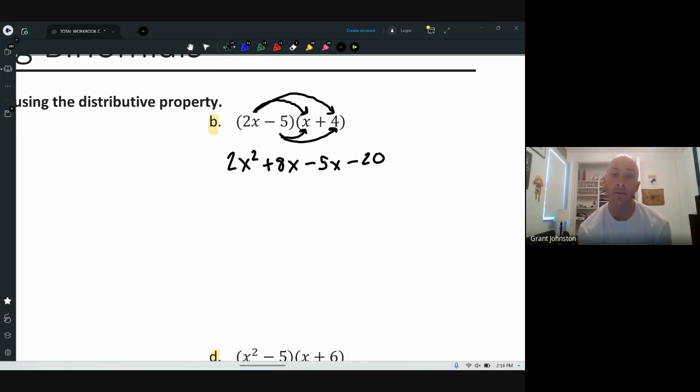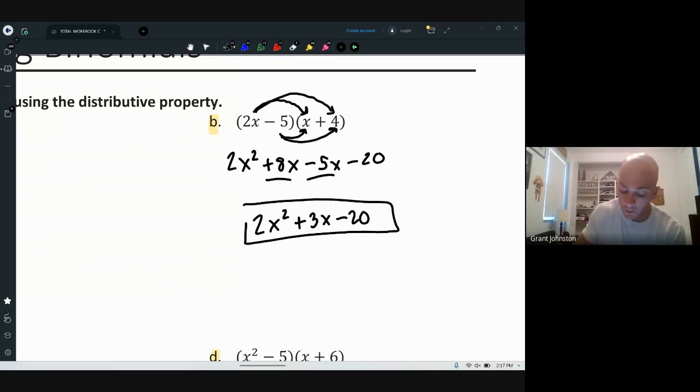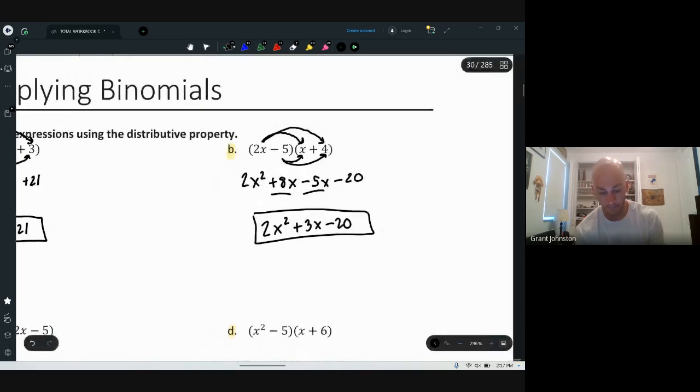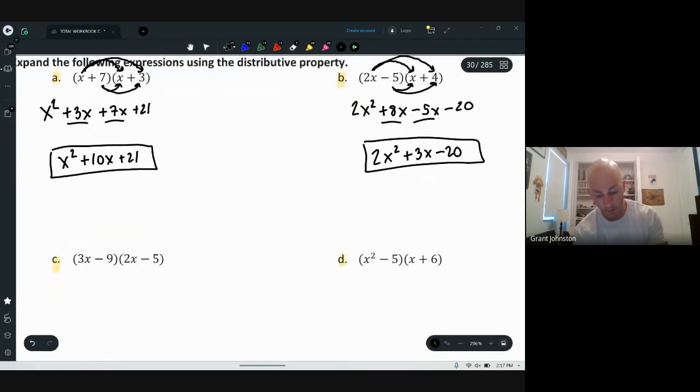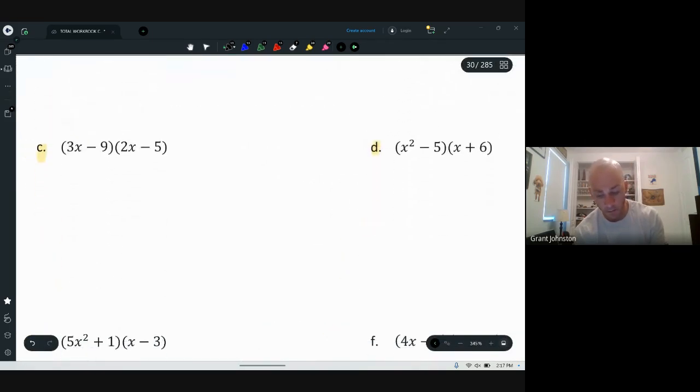And now let's clean it up and combine like terms. So the 8x and the negative 5x, those will combine. They'll combine to 3x. But let's write the 2x squared again. Keep this in standard form. 8x minus 5x is 3x. And then we still have minus 20. Let me show you a couple more.